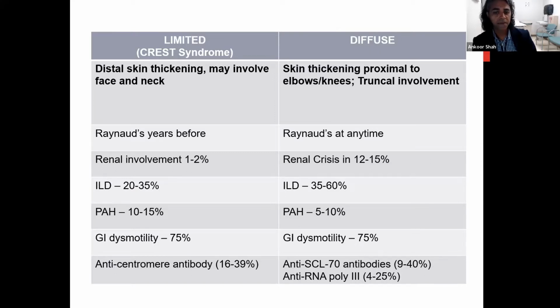The other distinguishing feature is the presence of autoantibodies, which we'll discuss in far greater detail. But in patients with limited disease, we more commonly see the anti-centromere antibody, whereas with diffuse disease, we may see anti-SCL70 or anti-RNA polymerase III antibodies more commonly. I will say, though, I have seen patients with limited disease and SCL70 antibodies and patients with diffuse disease and anti-centromere antibody as well.